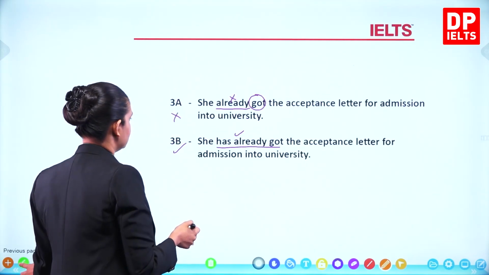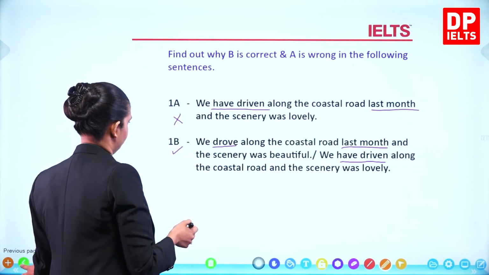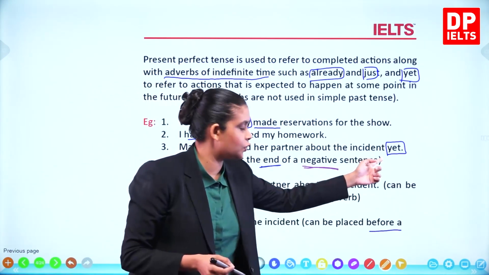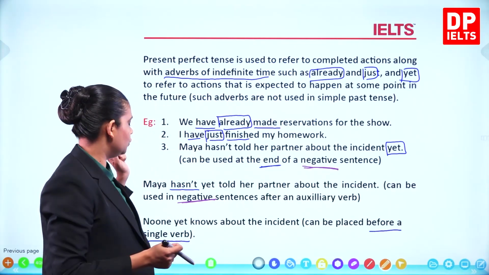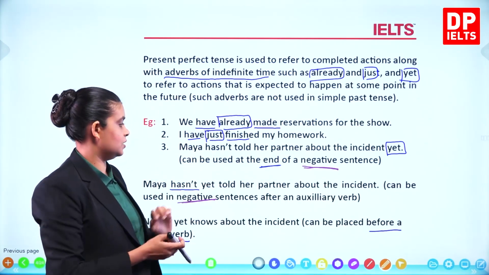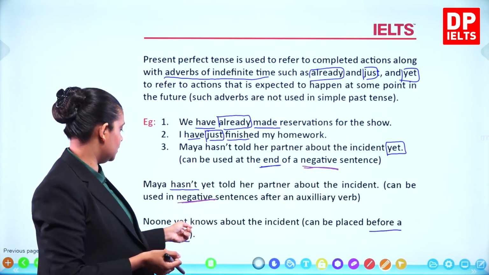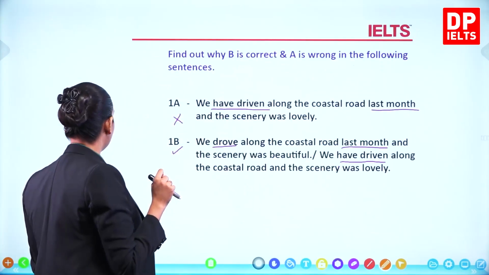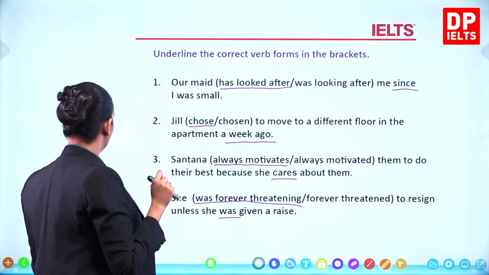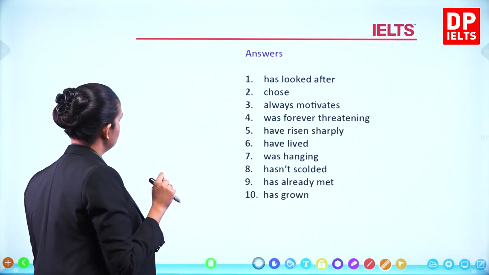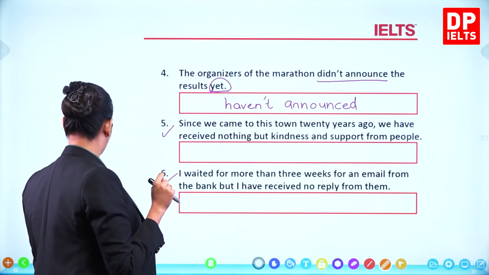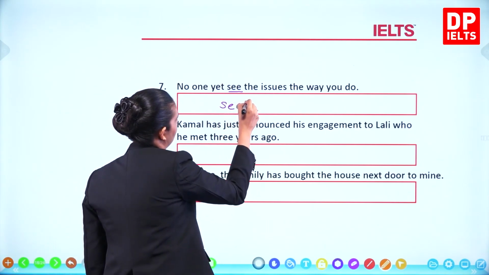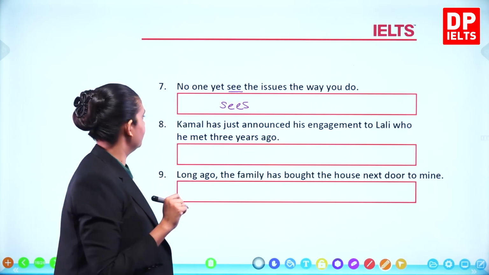What is the rule for yet? So yet, you could use it at the end of a negative sentence. You could also use it after an auxiliary, or you could use it before a single verb. So that is the rule in that sentence. So you don't have to think a lot and worry about it. Okay. It should be sees because it should be before a single verb.